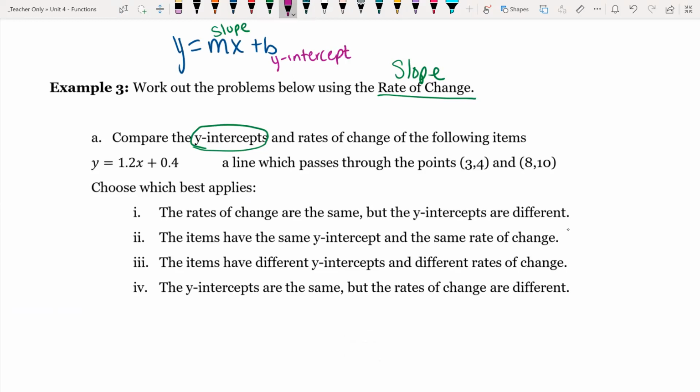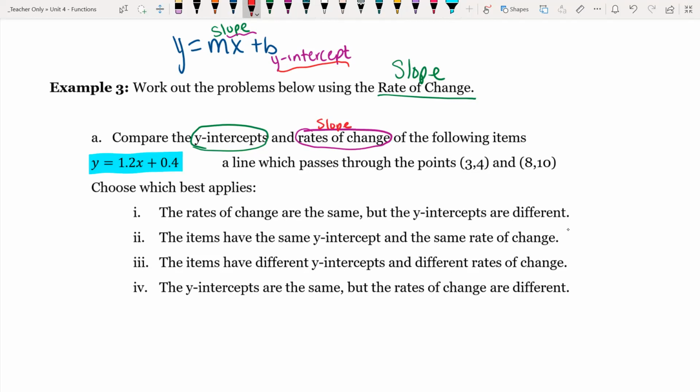And given 2 points, we can find both the slope and the y-intercept. So we've figured out how to find the slope, but now we just would need to talk about the y-intercept, okay? But we're going to first look at this first part. So we want to compare the y-intercepts and the rates of change, okay? Which the rate of change, again, is just your slope.